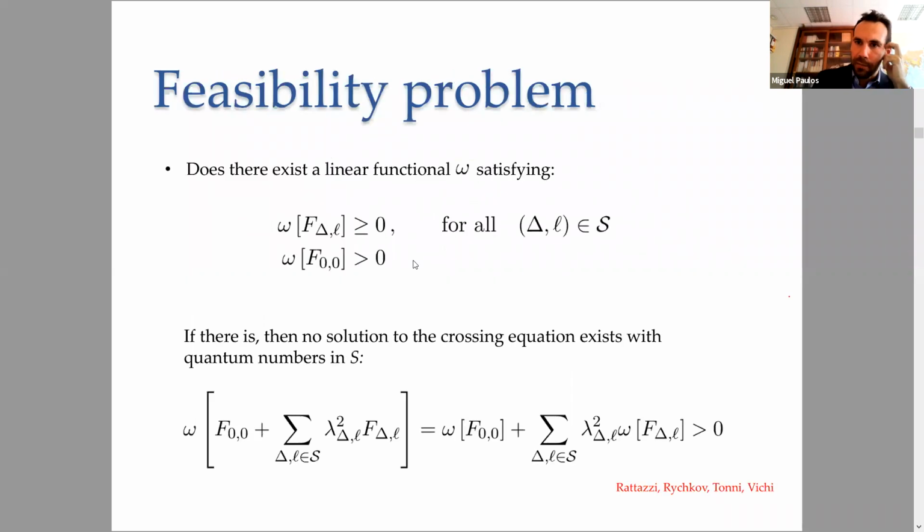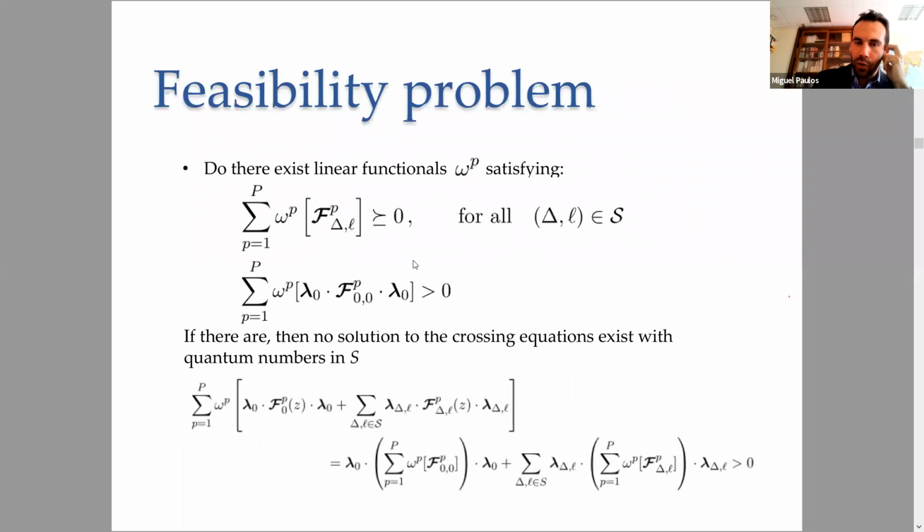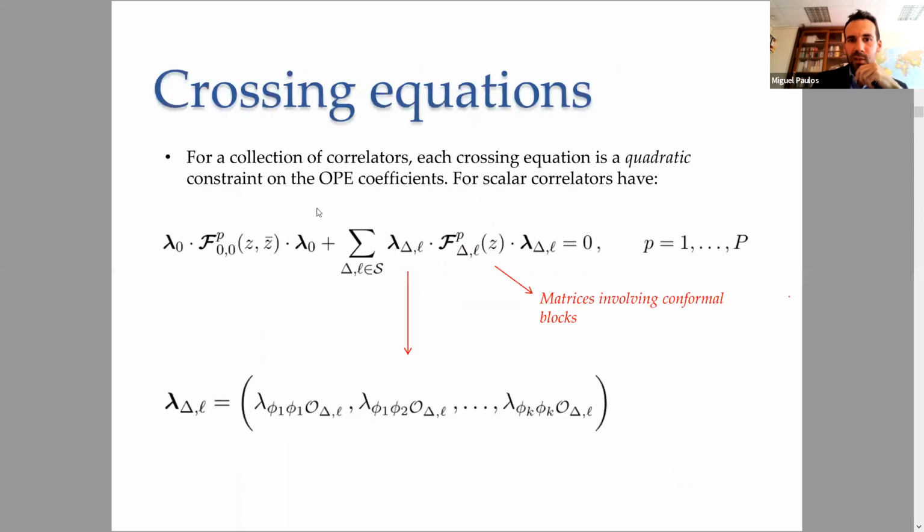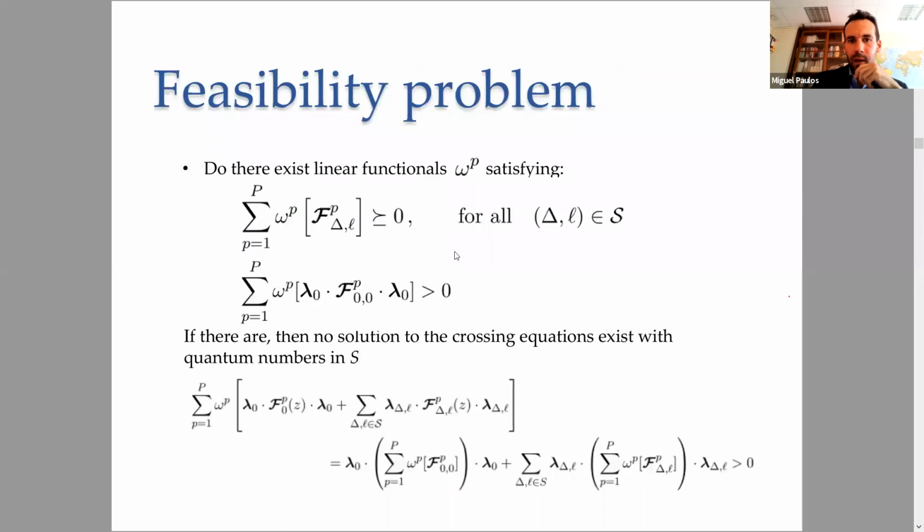But okay, let me move on. Let me just say the feasibility problem can be generalized to the case where we have many correlation functions. In this case, you ask for a family of linear functionals, omega_p, where p labels the crossing equations. Now you ask that when this functional acts on these matrices, recall that these were matrices dotting into these vectors of OPE coefficients, you're going to demand that this linear functional acting on this matrix gives you a positive semi-definite matrix. Okay?